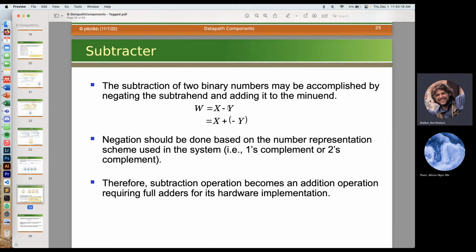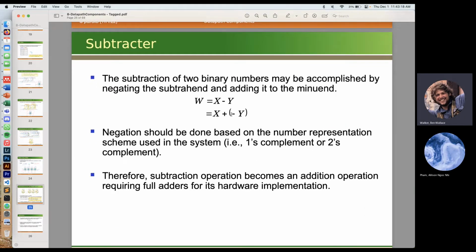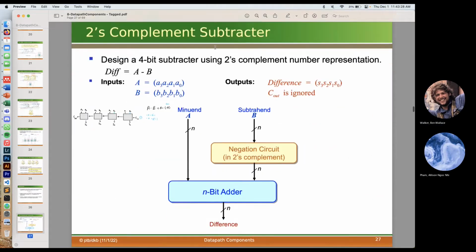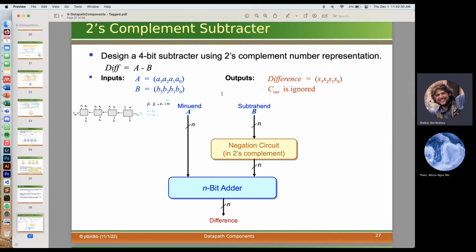To do a subtractor, all you're going to do is negate the input prior to addition. So typically you'll do this in 2's complement. That way you don't have to do any more operations. So this is an example of a subtractor. As I said before, you're taking the 2's complement negation of B, and then you add them together, and that gives you your subtraction.